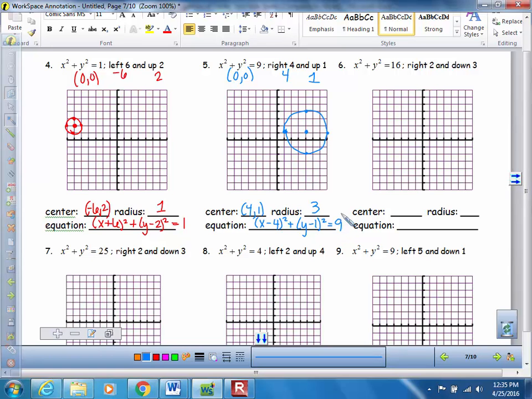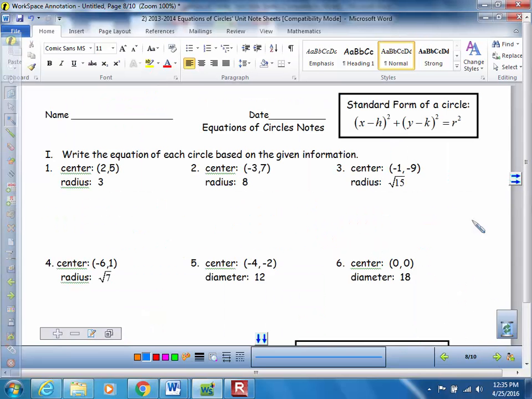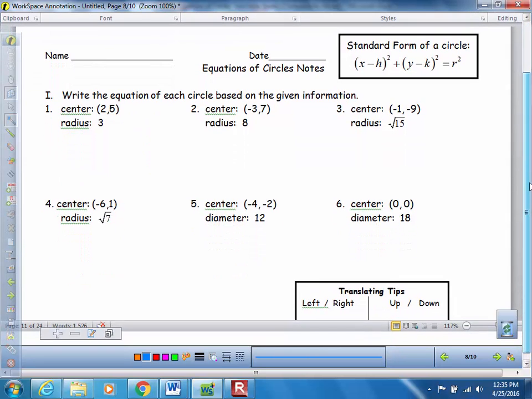Okay, no questions regarding translations at all. Everybody's fine. Okay? Now, I want to look at the equations of circles notes next. And so this sheet is what we're going to look at next. Now, this 1 through 6 is kind of a recap of what we did Friday.